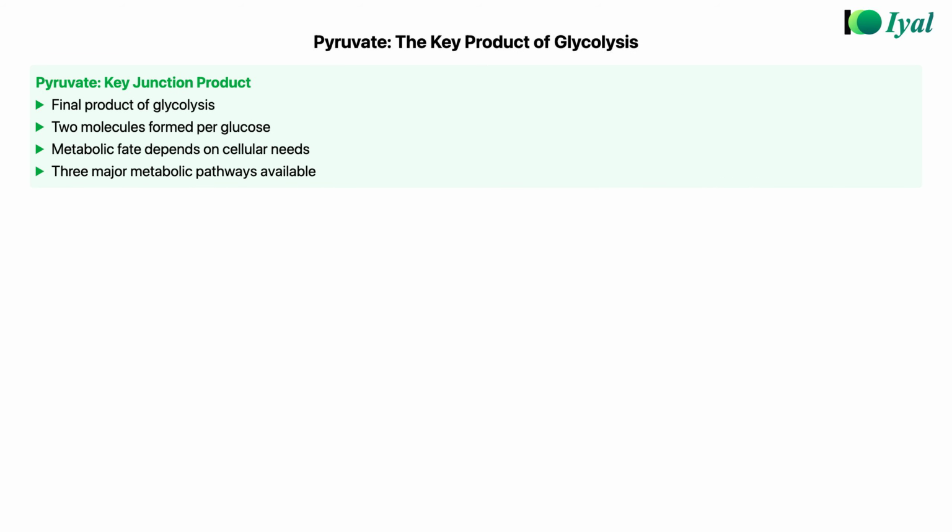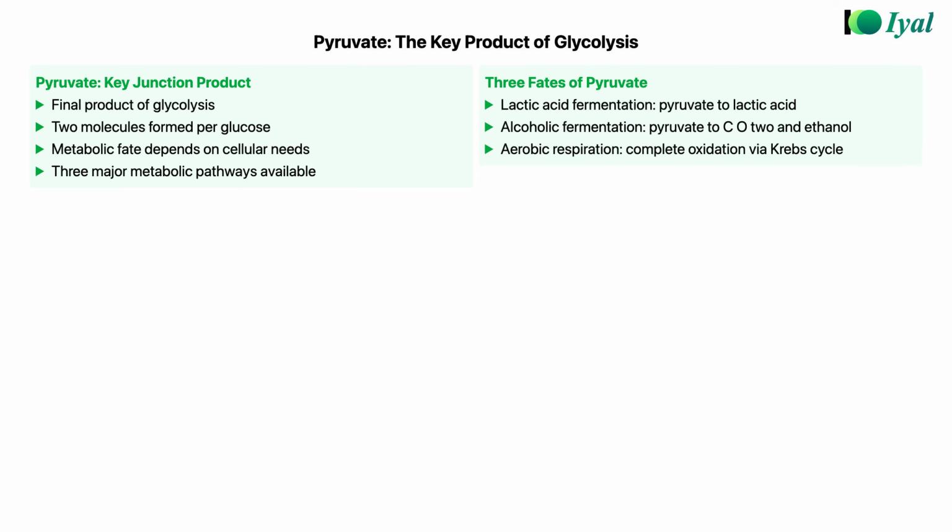Okay, so we have broken glucose down to pyruvate. Now, pyruvate is like a crossroads, no? It can go three different ways. The path it takes depends on what the cell needs, what conditions are present. This is crucial for understanding how cells adapt to different situations. The three ways pyruvate can go.